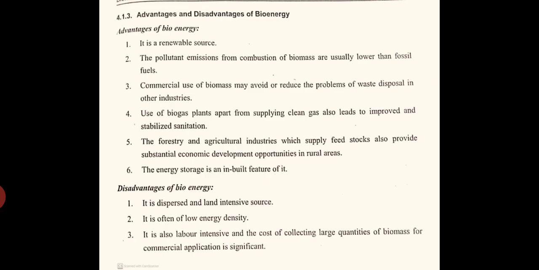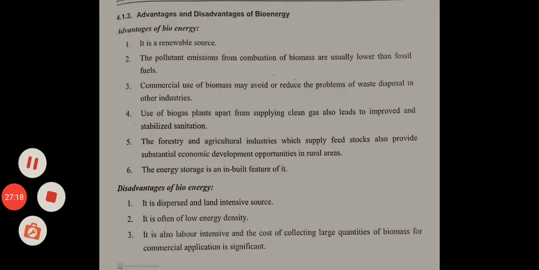It is also labor intensive, and the cost of collecting large quantities of biomass for commercial application is significant. See, whatever the process, if you want to extract the energy, except direct combustion, all other processes are costlier. So the cost of producing bioenergy is much higher. That is the last disadvantage. So that is all about advantages and disadvantages. In the next presentation we will be discussing all the different processes which are used to convert biomass into bioenergy. Okay, thank you.